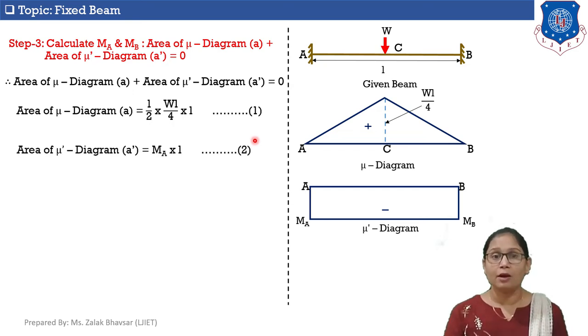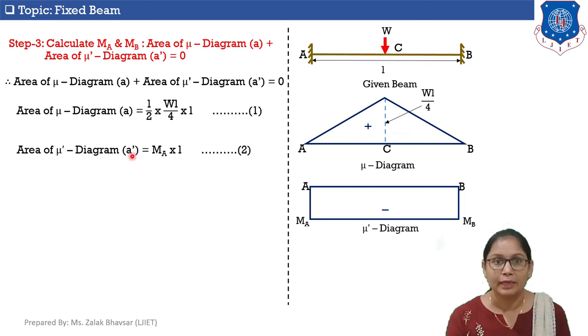Now the area of the M' diagram, which is denoted by A dash. Here the M' diagram is nothing but a rectangle in shape. So the area of a rectangle is equal to width into depth. So it will be MA into L. Say this is equation number 2.